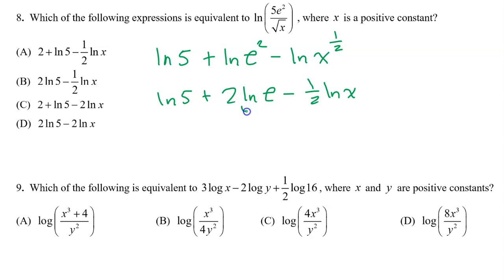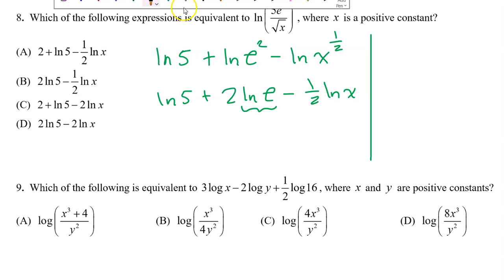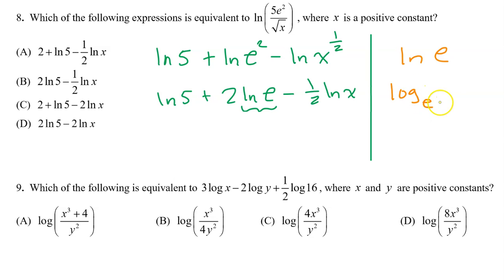Okay, natural log e can be simplified, because this is really a side lesson. Natural log e is really log base e of e. E to the 1 power is e. Therefore, natural log e is 1. Go ahead and memorize that so you don't have to think through that every time.